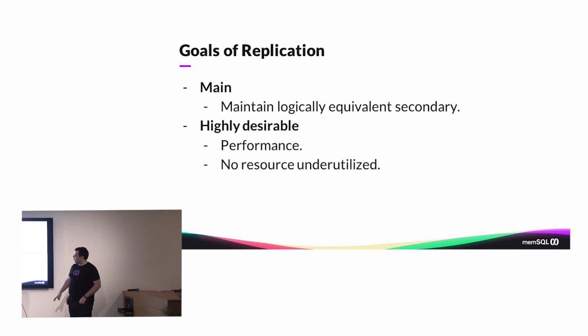What is highly desirable is that it is performant. You don't want replication to be taking a very long time out of your system. And you don't really want to underutilize any resources. So it goes hand in hand with performance. At some point, you're going to be bottlenecked on the pipe of the network or the pipe to disk, whichever one is smaller. And if you are underutilizing those pipes, that means you leave performance on the table. And you can just get more. So how would one go about doing this?